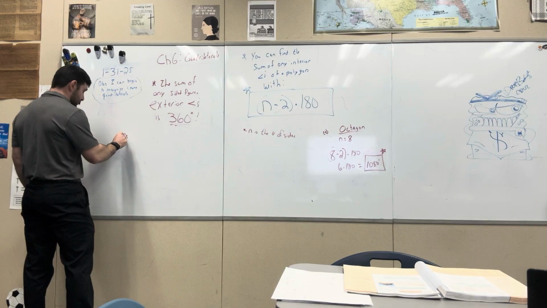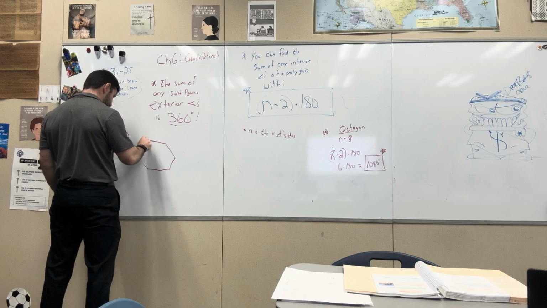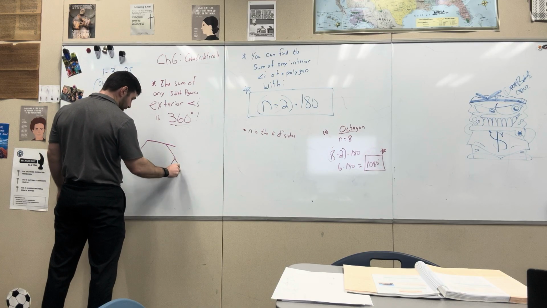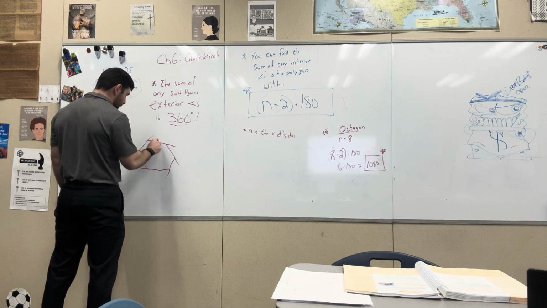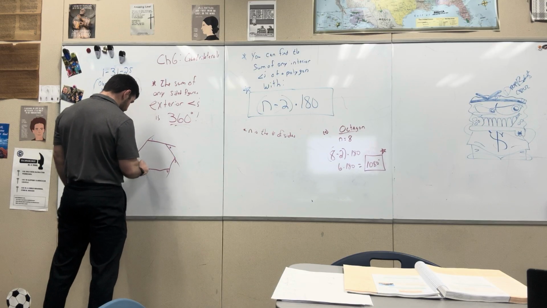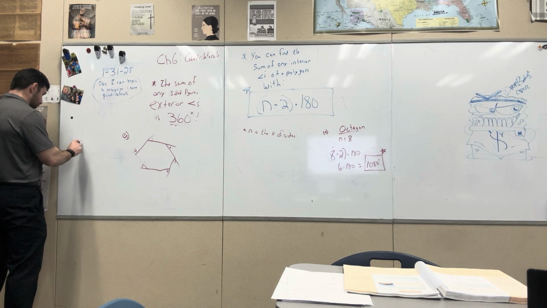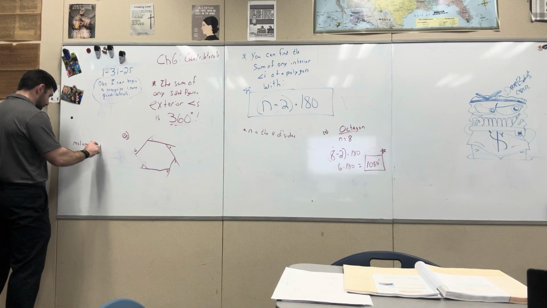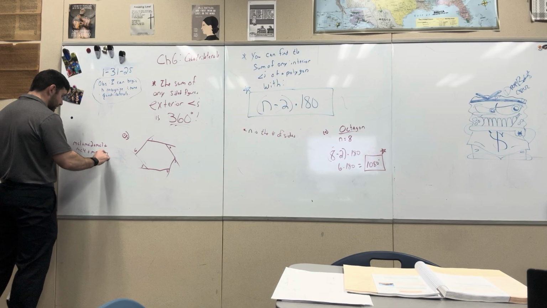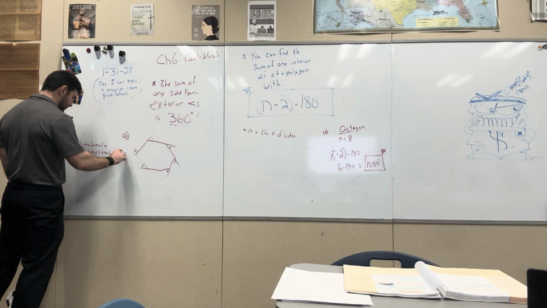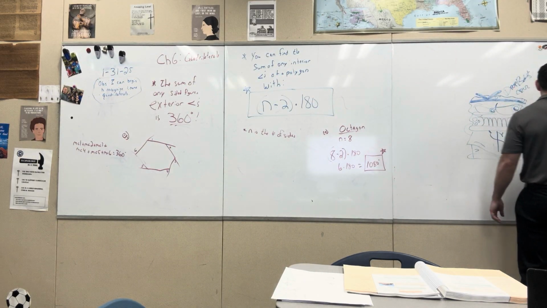I'm just going to draw a figure. I don't know what it's going to be yet. 1, 2, 3, 4, oh, crud. 5, 6. So exterior angle, exterior angle, exterior angle, exterior angle, exterior angle, exterior angle. 1, 2, 3, 4, 5, 6. We know that the measure of angle 1 plus the measure of angle 2 plus the measure of angle 3 plus the measure of angle 4 plus the measure of angle 5 plus the measure of angle 6 equals 360 degrees. Always. Questions?